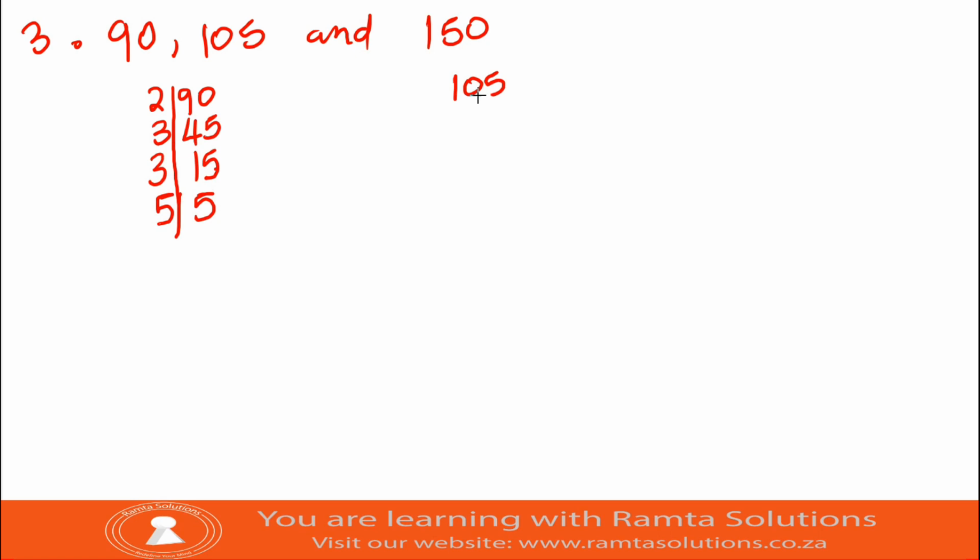105 is an odd number, so I won't consider 2. I will start with 3. I think it's possible. Yes, it's possible. 105 divided by 3 is 35. 35 is an odd number, cannot be divided by 3, so this means I have to jump to 5. So 35 divided by 5 is 7.